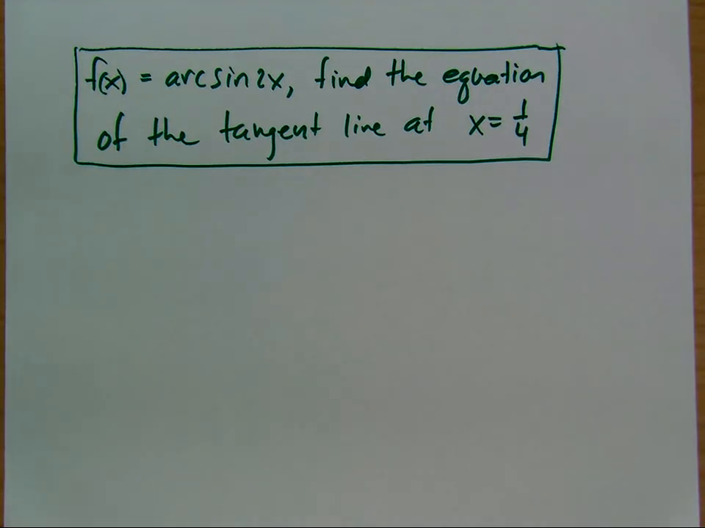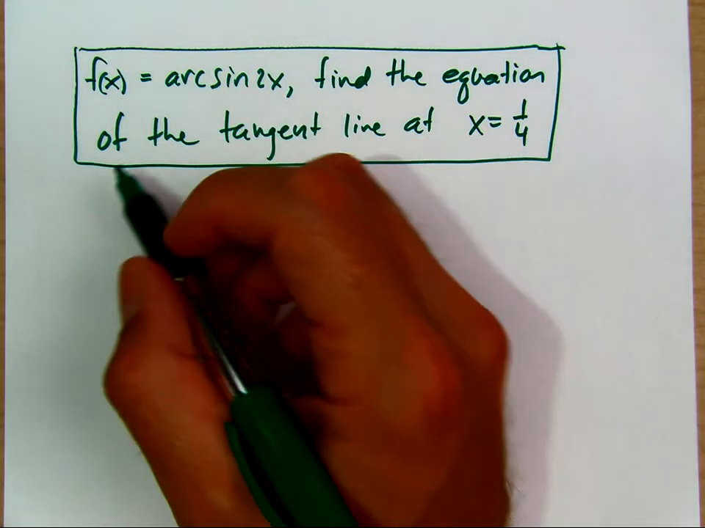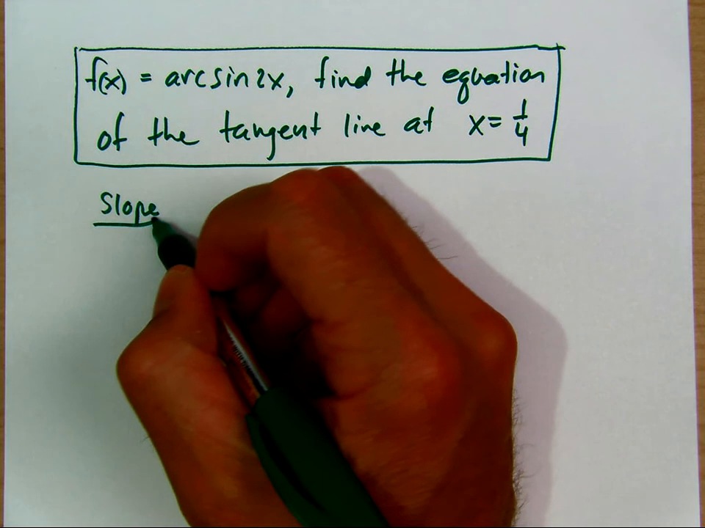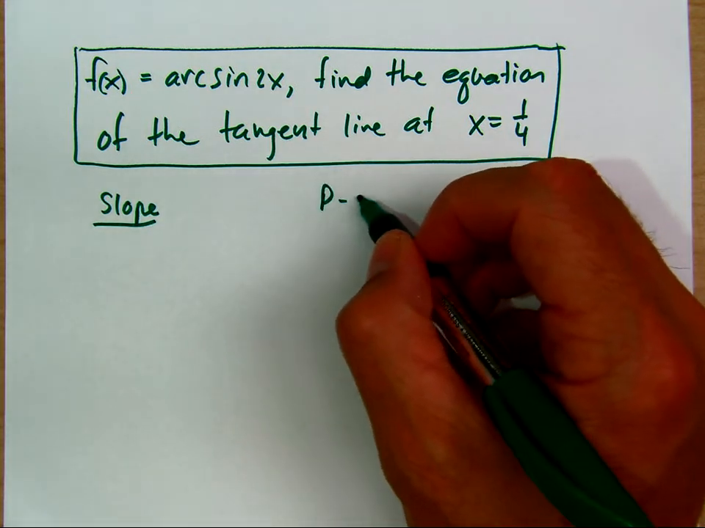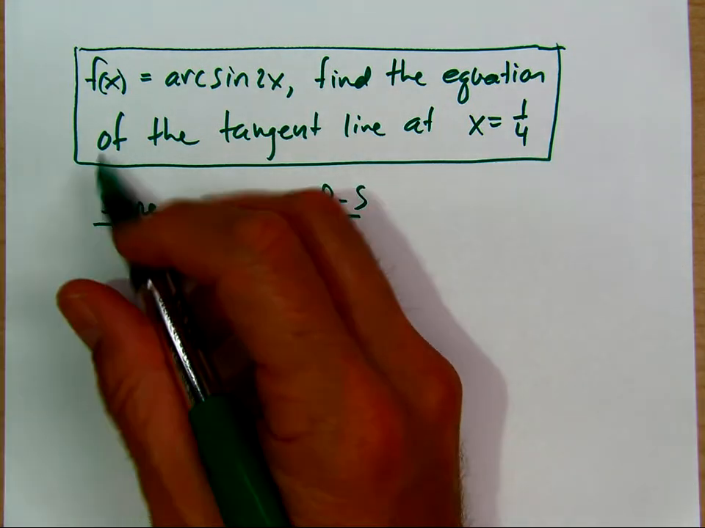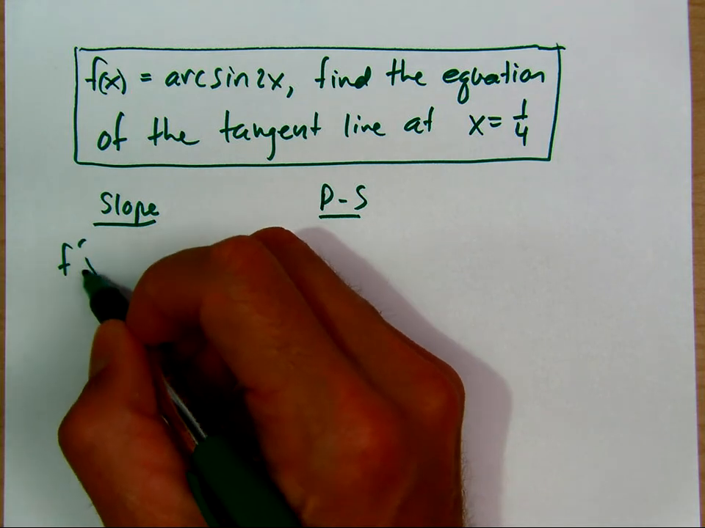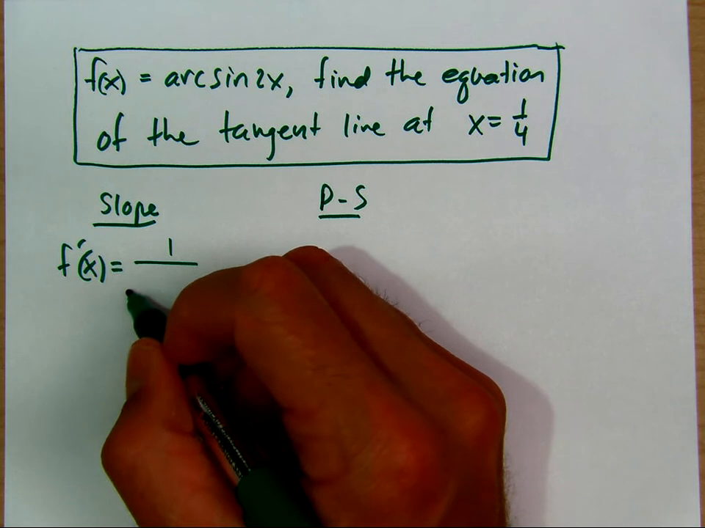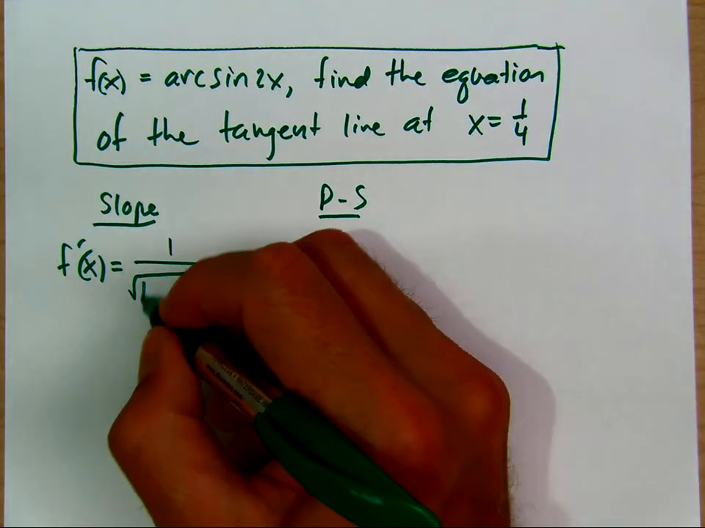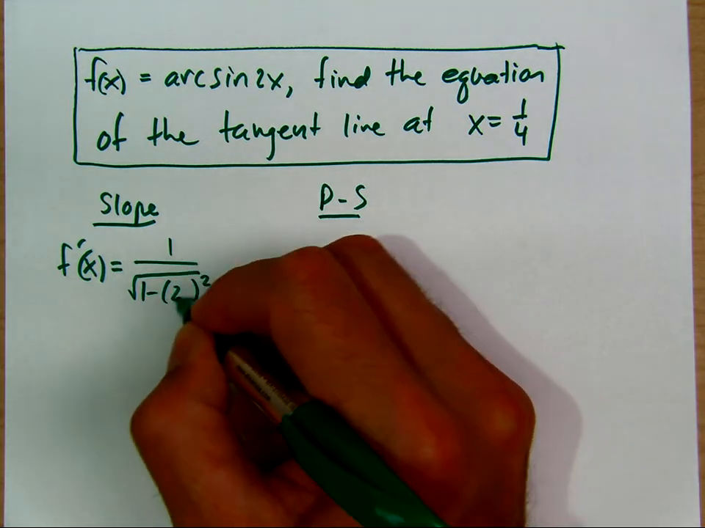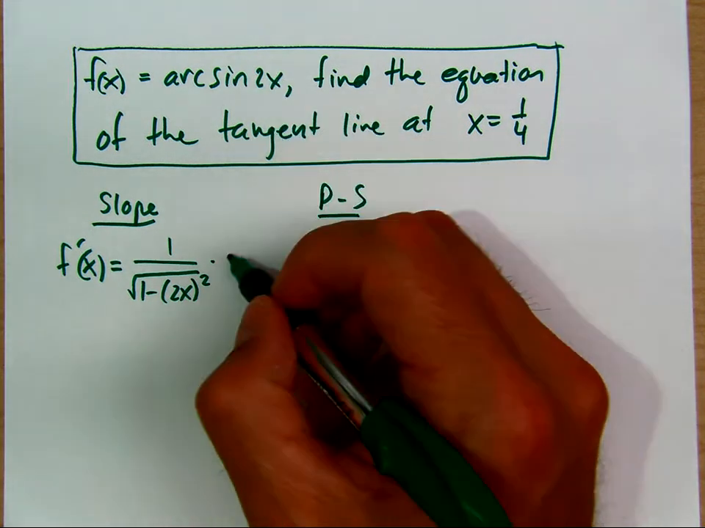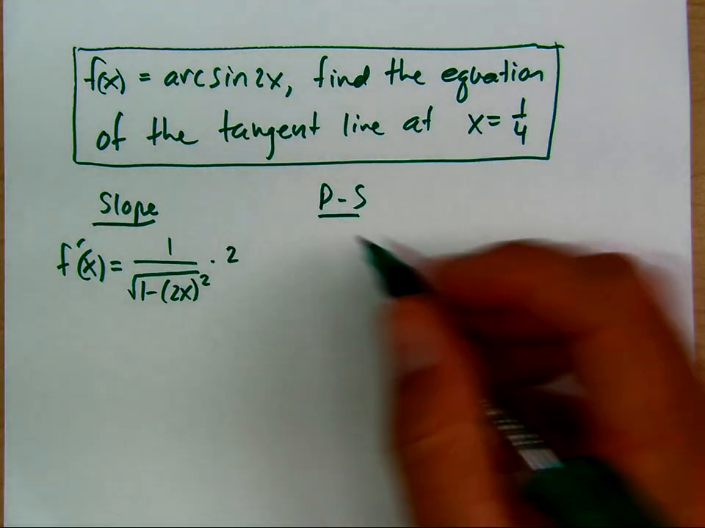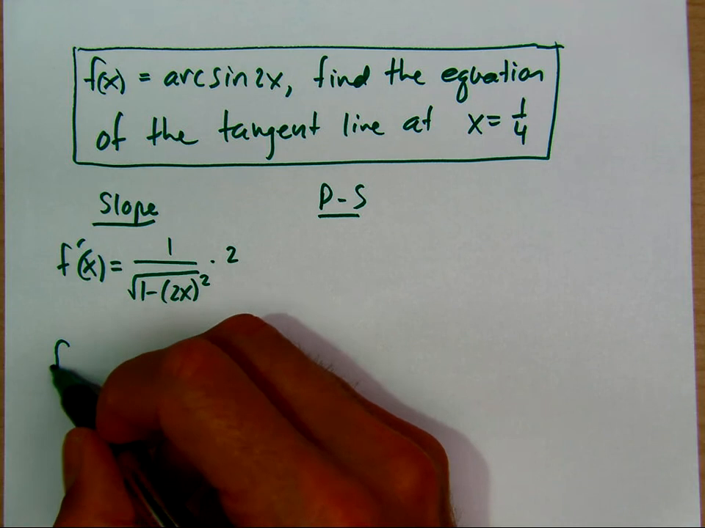Equation of the tangent line. And now it'll be the same as every other time we found the equation of the tangent line. We just have a different formula for the derivative now. So we still just find the slope and then use the point slope formula. The slope is going to be the derivative, and we have the derivative of arc sine, so we have 1 over the square root of 1 minus the argument squared times the derivative of the argument. That's the chain rule. We need to evaluate it at 1/4.